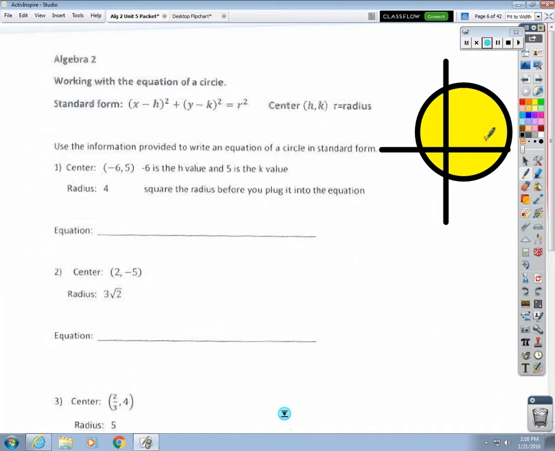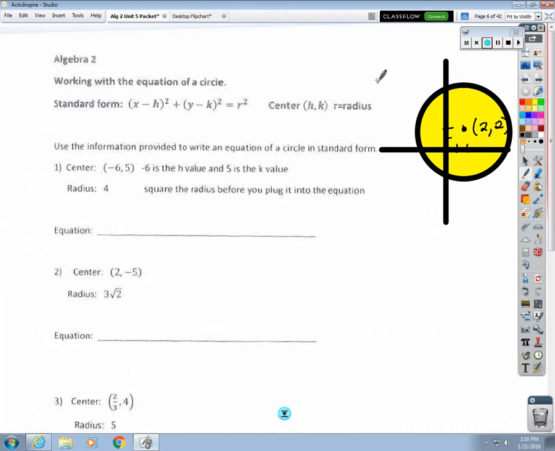So the center of the circle is the center of the circle. It's kind of common sense. If I were trying to locate the center of a circle on a graph, I would have to go right about 2 for this one, and then up, we'll just say 2 as well. So the center of this circle is right 2, up 2. In the equation, it's known as h and k. So 2 would be the h value, 2 would be the k value.